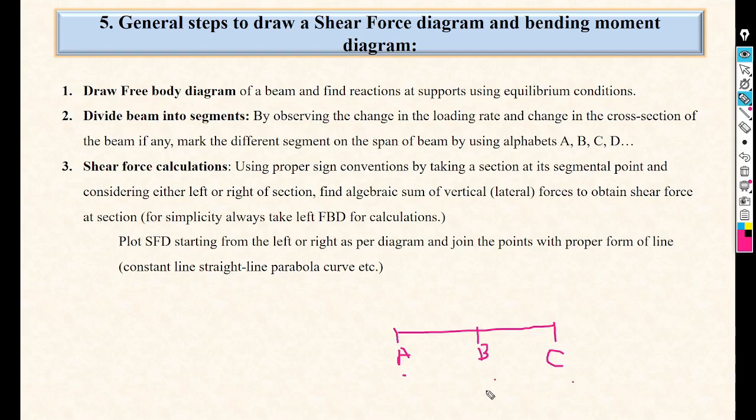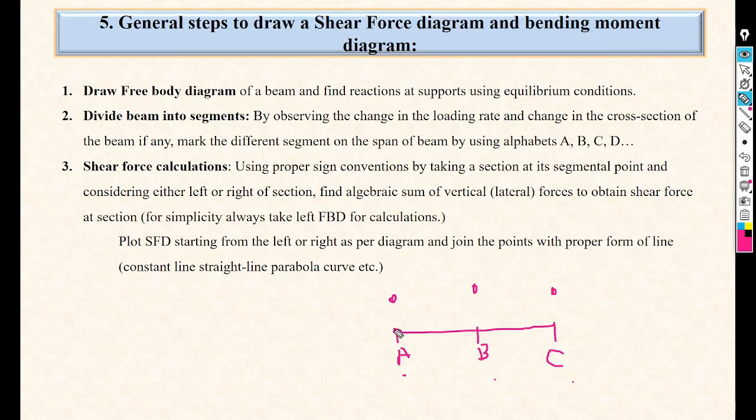Just plot or draw the points for the shear force diagram. Let's say we have a shear force at this point, some value here and some value here. So just draw these points as per the values. If that value is 0, we can start from this. It depends on the answer that we get in the shear force calculation.